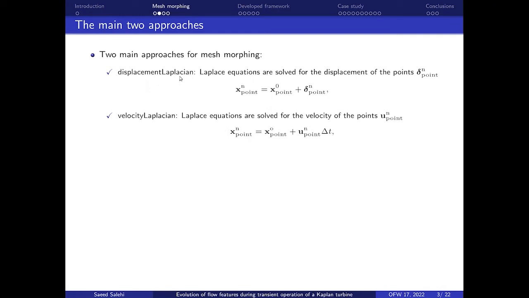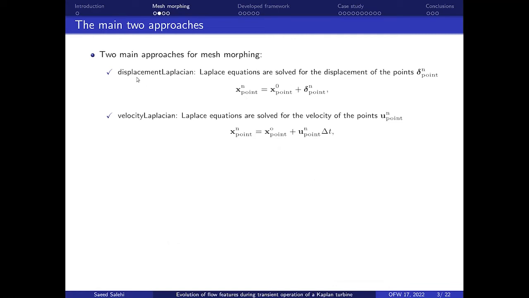Basically, you can solve these Laplacian equations either for the displacement of the points or the velocity of the points. And in each case, the new mesh will be found differently.